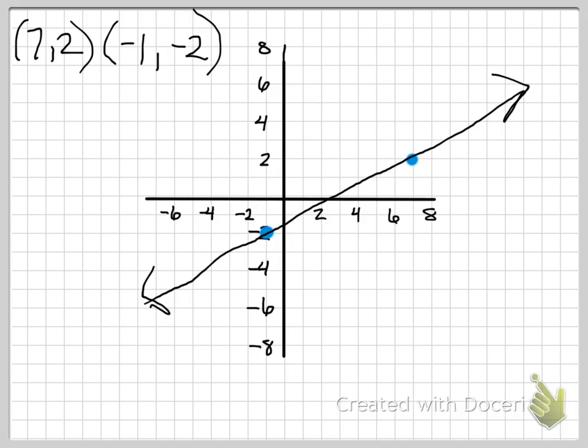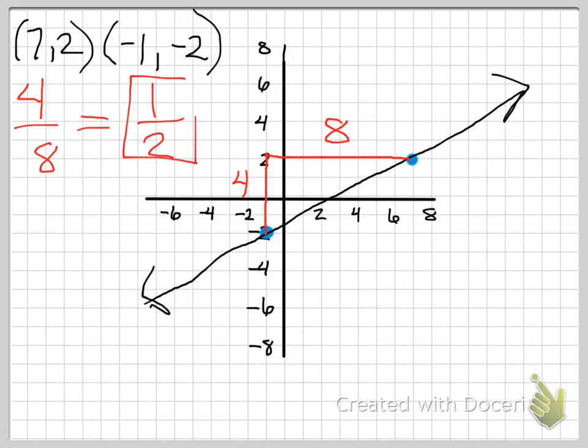And now I need to figure out my rise. So how many units do I go if I go from -2 to +2? 4. I'm going 4 units up. And how many units across if I go from -1 to +7? It's 8 units. So my slope is 4 over 8. Final answer? No. It is 1/2. I need to reduce it. And that is how I find my slope. And that, guys, is all you need to know for 8.3 slope.